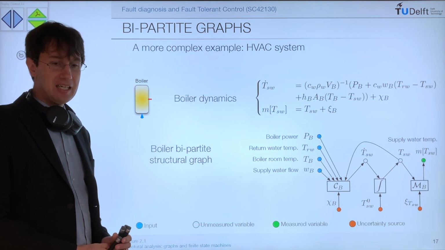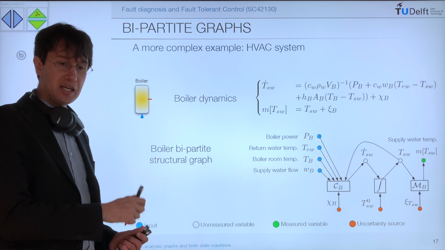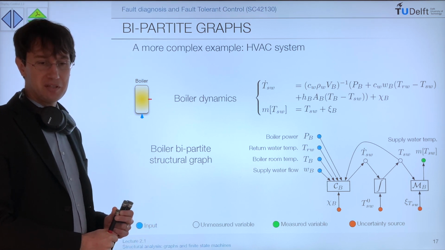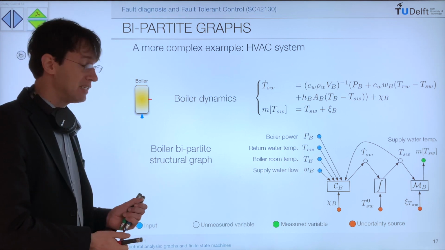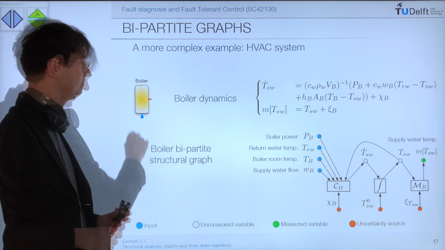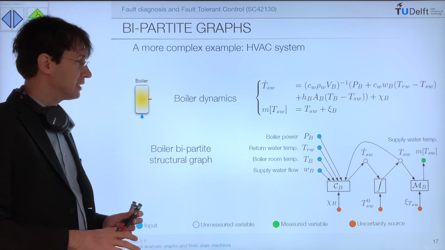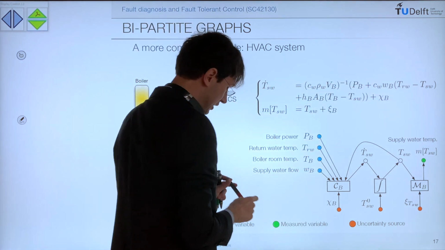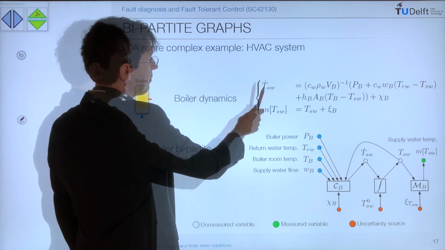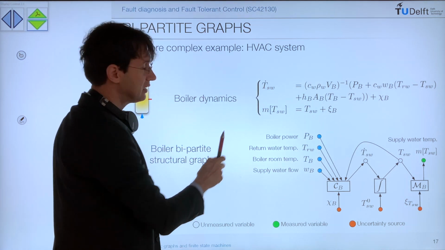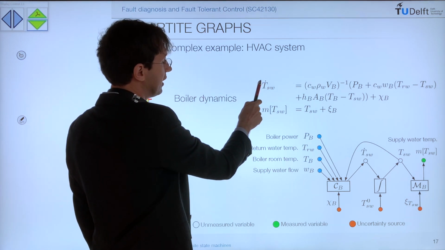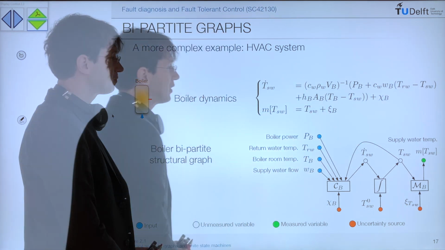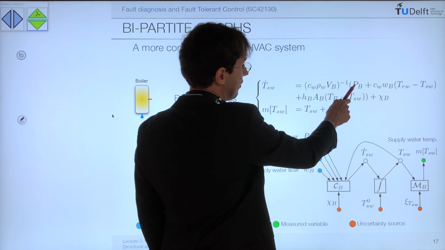If you want to build a diagnosis system for the HVAC example, we can start looking at the models of the components we introduced before. And for instance, we can look at the boiler. I don't want to go too much into details, but the dynamical equation of the boiler is here. What we have is a dynamical equation for the supply water. So this differential equation tells you that the derivative of the supply water is depending on this. And what you have here, you have one important term that is the power provided by the boiler.